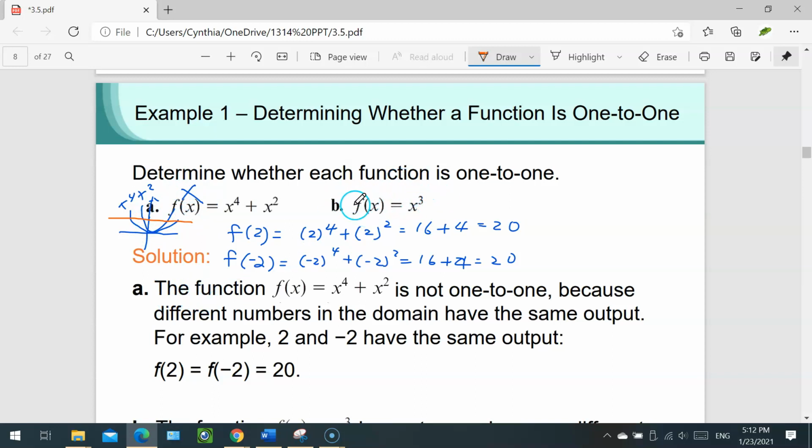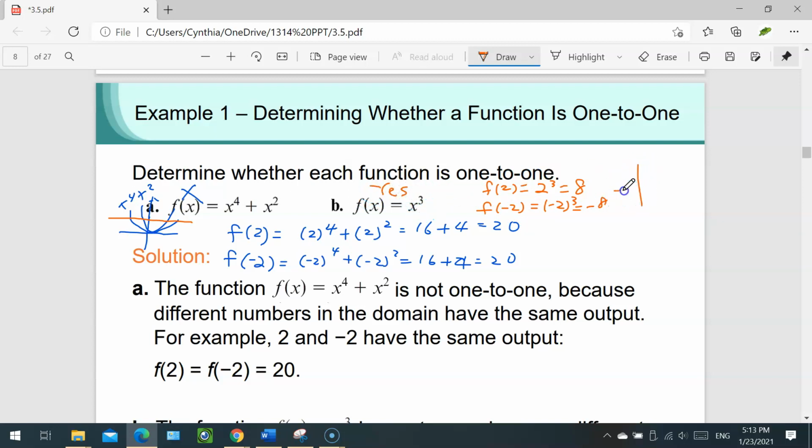Now we try part B. This is a cube function, right? So I'm going to use the same number, f of 2, plug into the function is 8. f of negative 2, plug into the function, it gives me the negative 8. So different input getting the different output. In that case, yes, this is a one-to-one.